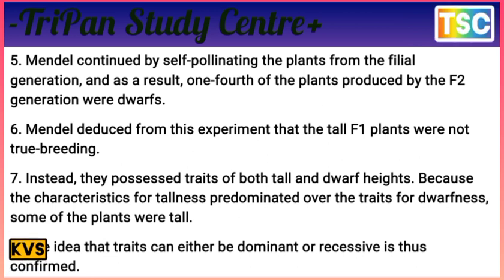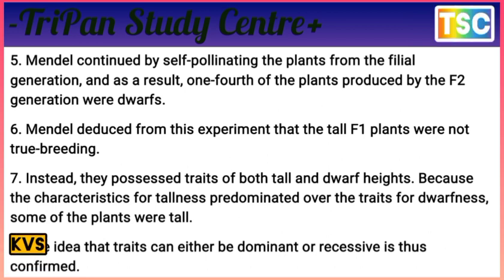Mendel deduced from the experiment that the tall F1 plants were not truly breeding. Instead, they carried traits for both tall and dwarf heights, because the characteristic for tallness predominated over the trait for dwarfness. Some of the plants were tall. That is important. The idea that traits can be either dominant or recessive is thus confirmed.